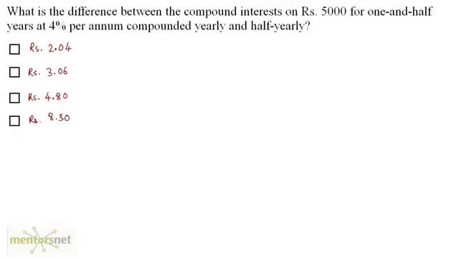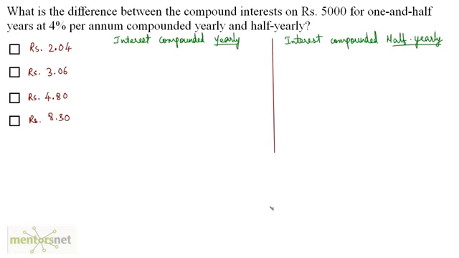What is the difference between the compound interests on 5,000 rupees for 1.5 years at 4% per annum, compounded yearly and half yearly? So you have two cases, interest compounded half yearly and interest compounded yearly. Let us first find out the interest compounded yearly. So we have the formula as amount is equal to P into 1 plus R upon 100 raised to N. So let's find out the amount first. So amount is equal to principal is 5,000 into 1 plus R is 4 upon 100 raised to 1.5.